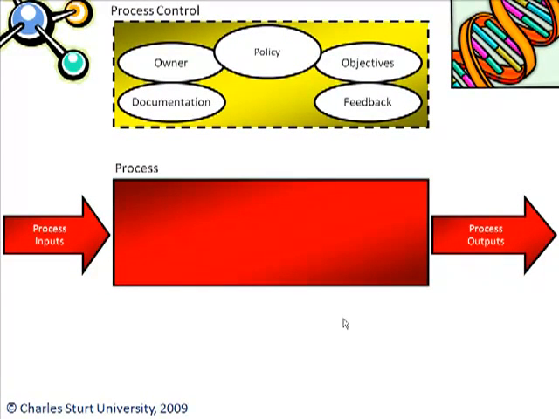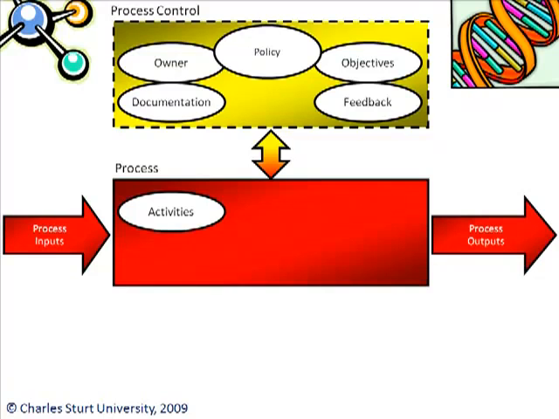Okay, so we've got the process control layer in place. Now it's time to drill down into the actual process. So let's have a look at what happens within a process. Hey, remember the definition of a process? It's a set of related activities you perform to achieve something. So surely we're talking about activities as part of the process.